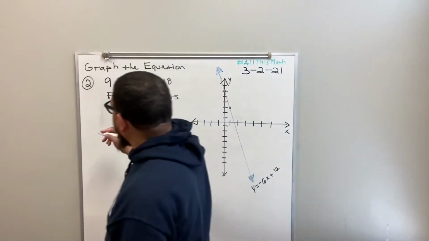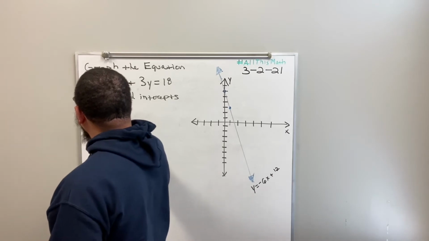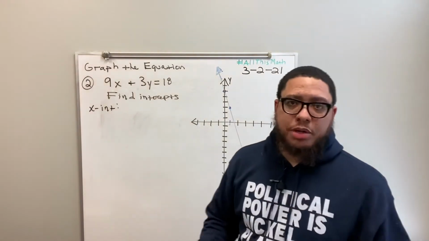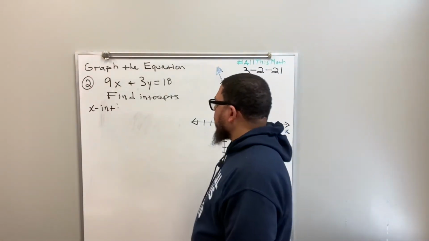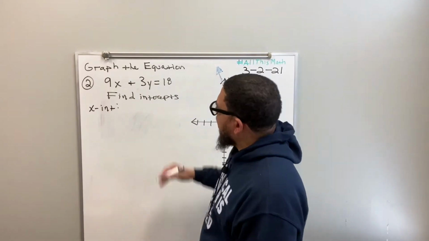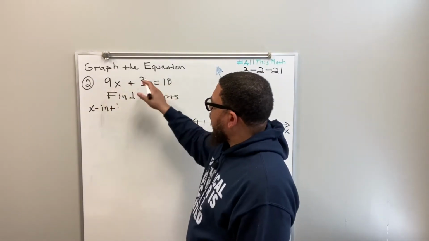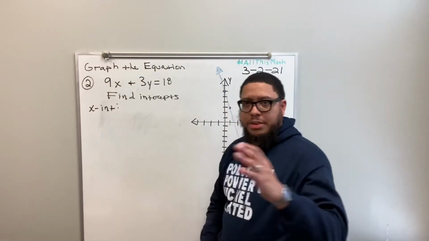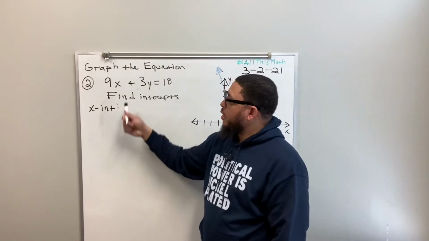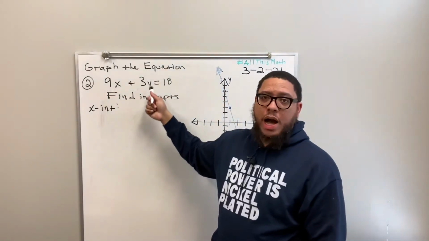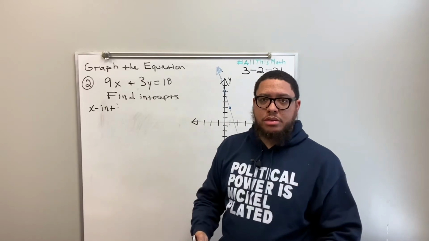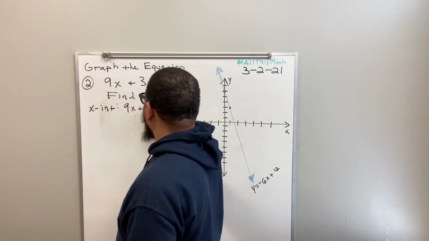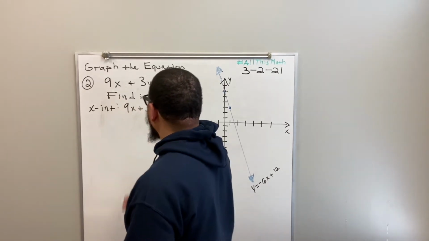So that means I need to find an X-intercept and I need to find a Y-intercept. But I'm going to find an X-intercept first just because I like to move in alphabetical order. No particular reason, though. So how do I find an X-intercept? I look at the equation and I replace the Y value with a 0. And then I solve for X. You look at the equation, replace the Y with a 0, and then solve for X. Check this out. 9X plus 3 times 0 equals 18.